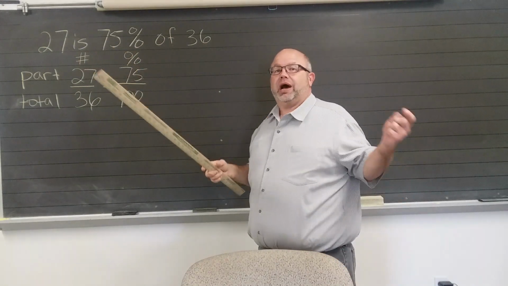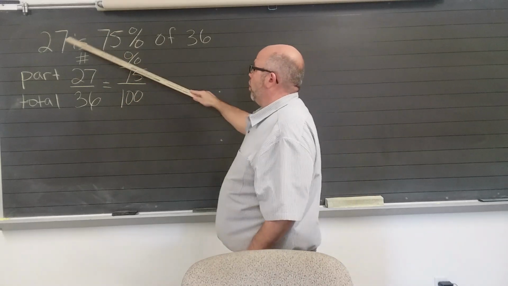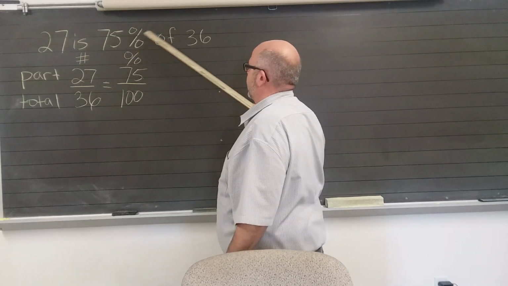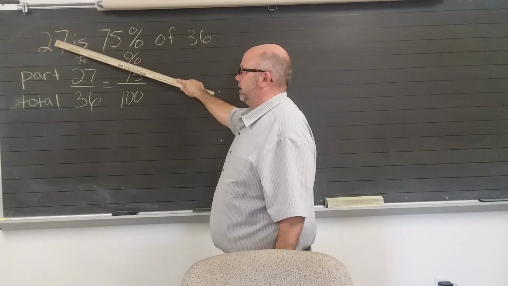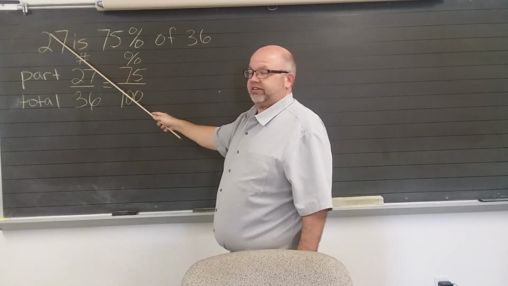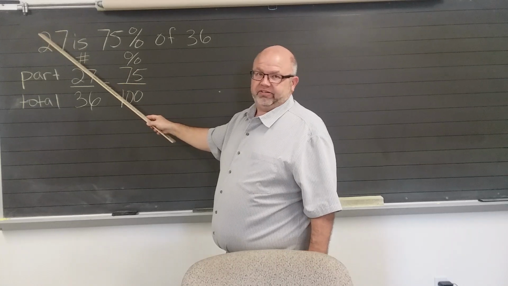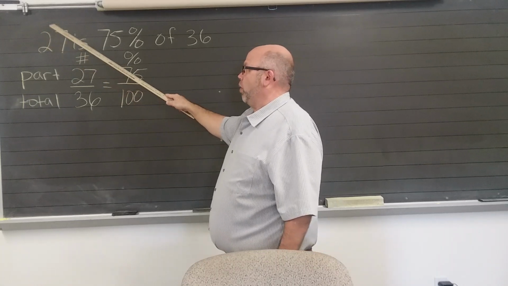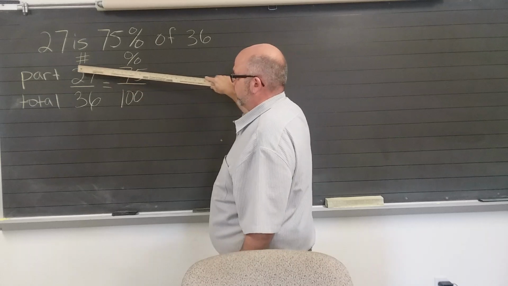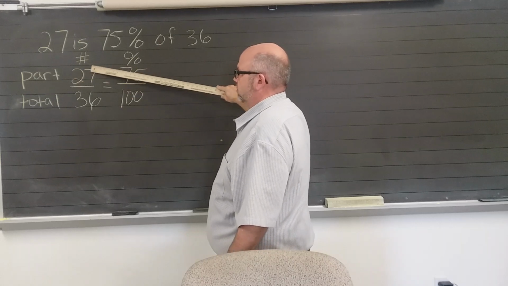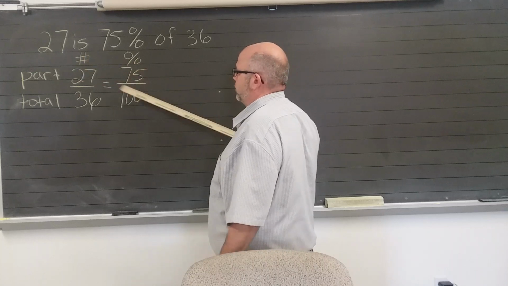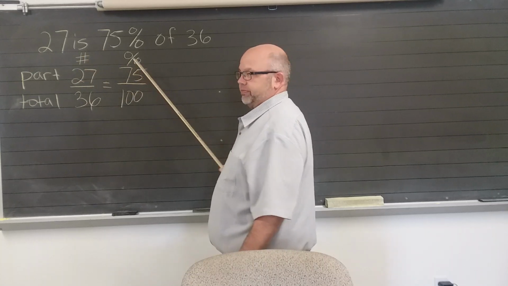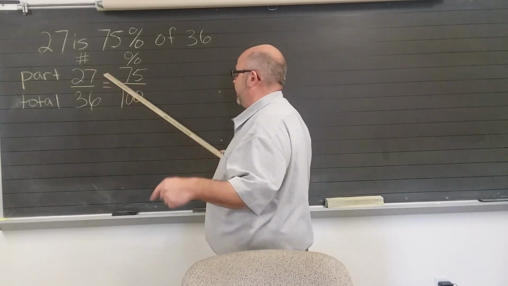Okay? So you will have a problem like this. What is 75% of 36? So this 27 will not be here, and you will have the word what. Wherever what is, that is the missing number. So your x would be here. That would be the missing one, and you simply solve that by proportion. 100x equals 36 times 75. Okay, you know how to do that.